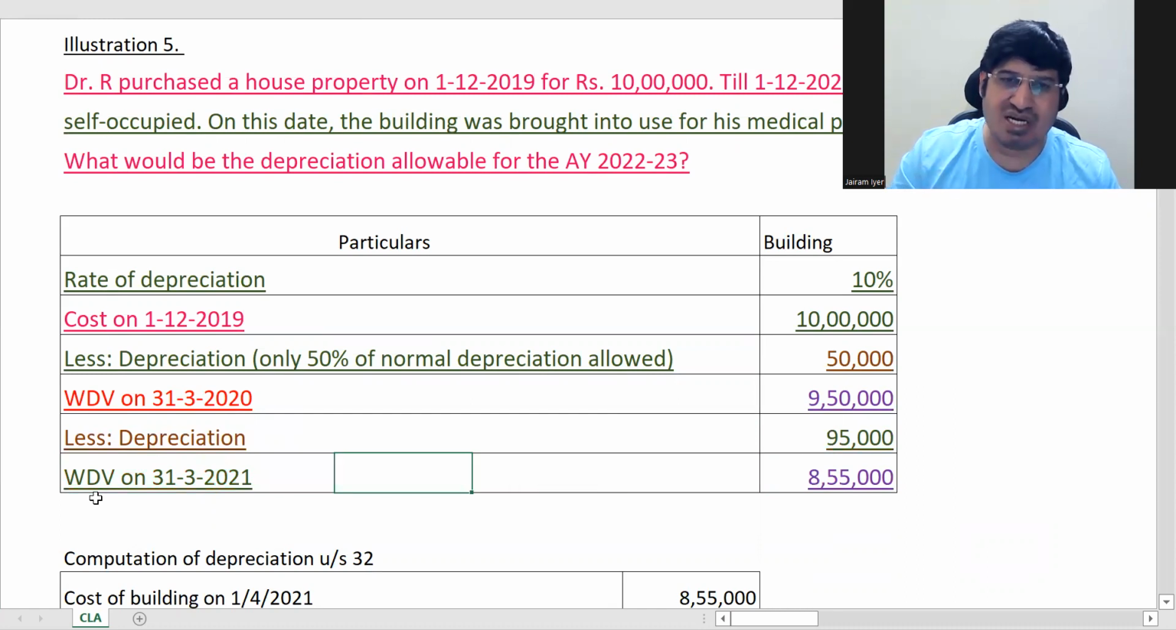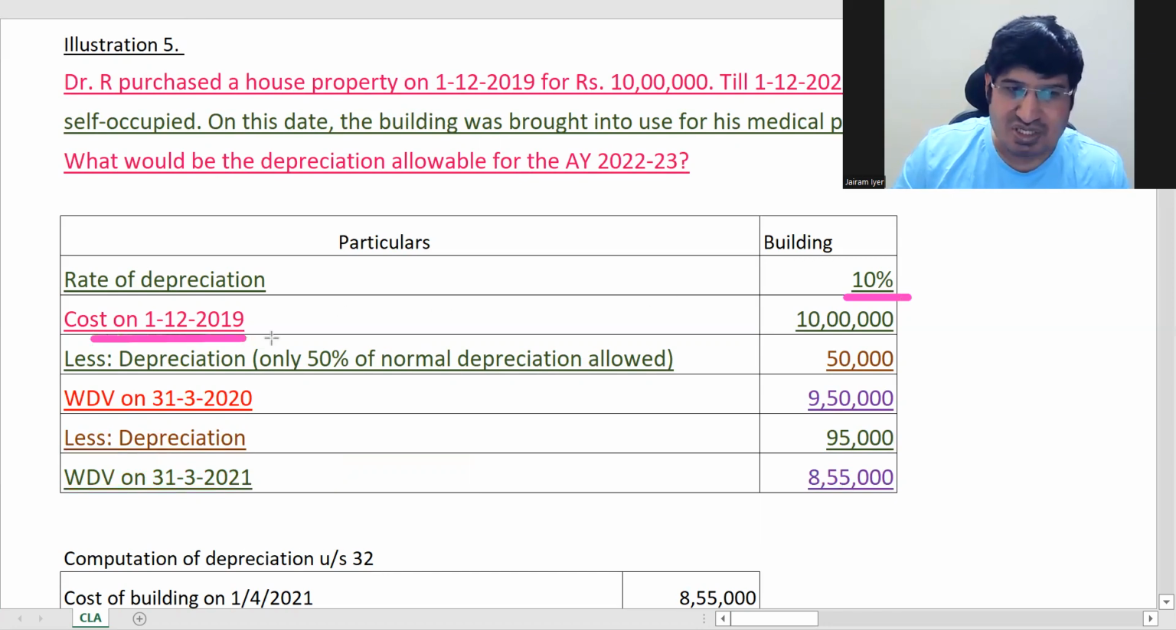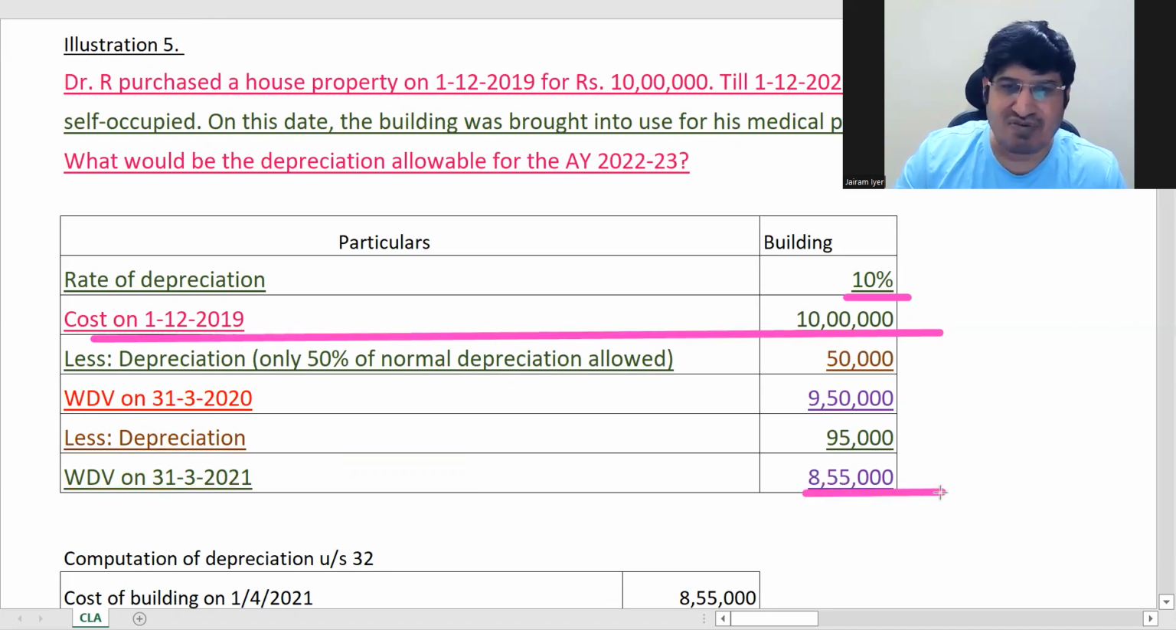What we did? Number 1, the depreciation percentage we took as per our current table, 10%. That's the first thing we did, and we assumed as if he bought it for business purpose. That's why we depreciated right from the beginning, and then we got it as 8,55,000. But the question is not this; the question is what would be the depreciation allowable for AY 2022-23?